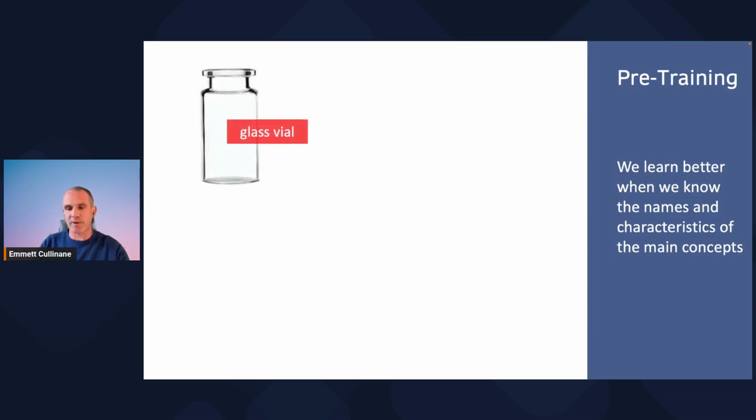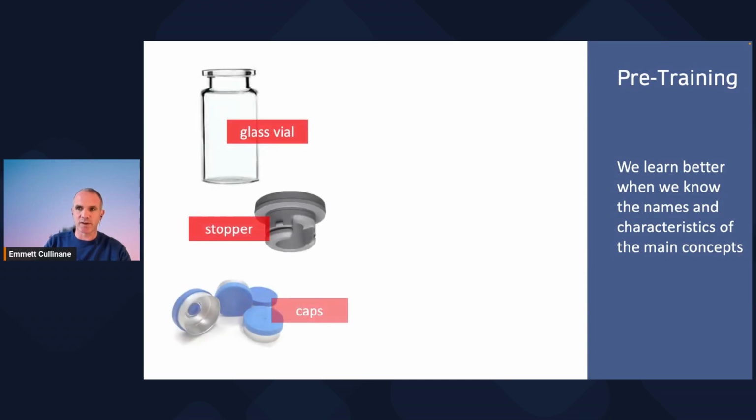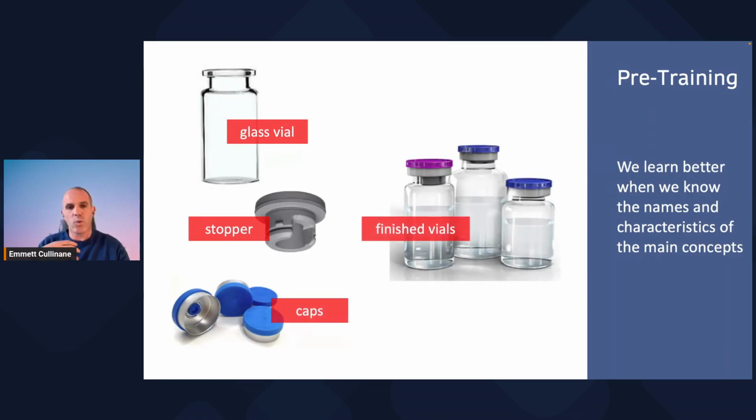So again, the examples I have here are from the pharmaceutical world. So that's a glass vial, that's a stopper, that's a cap, that's a finished vial. What we really mean here is, I've been in lots of different industries, and I'm sure a lot of you have, and lots of people talk in acronyms, constantly talking three-letter acronyms. And you could go to meetings where there's no actual English spoken. It's just constantly three-letter acronyms over and over and over again.